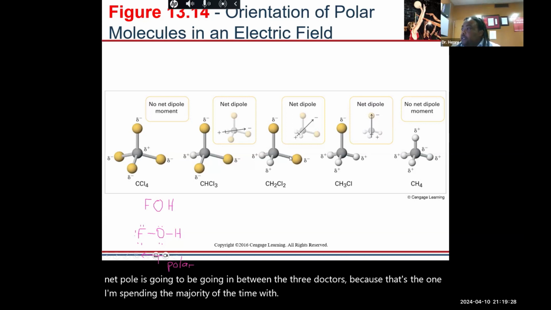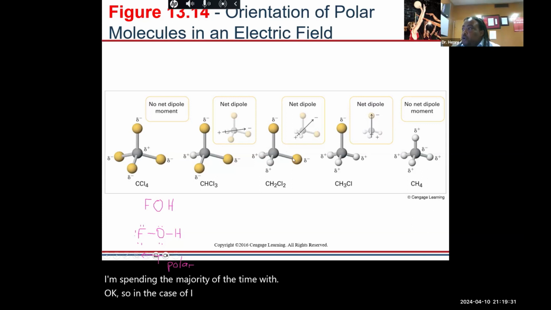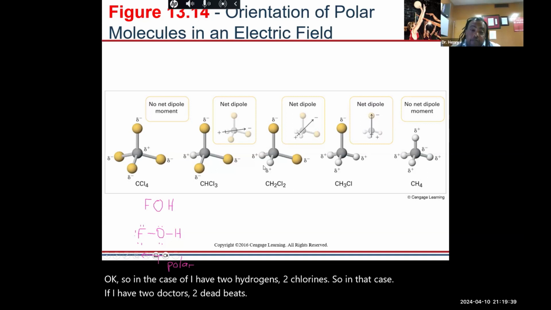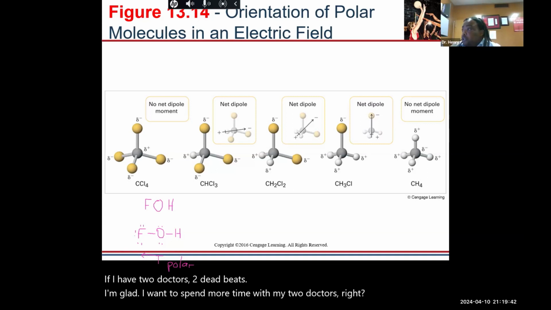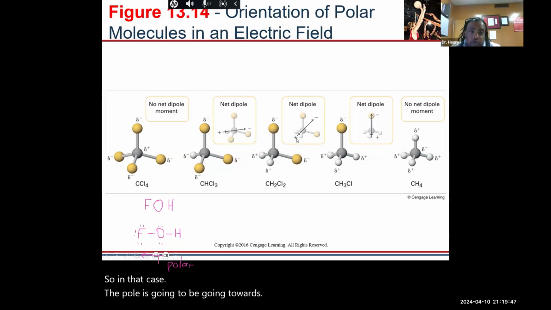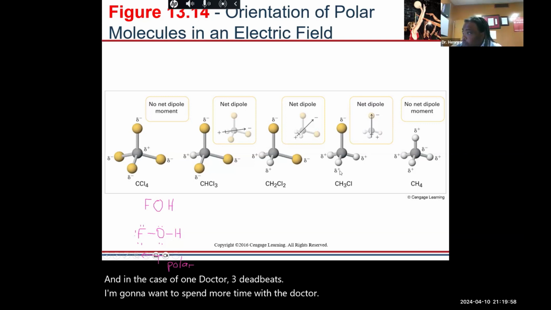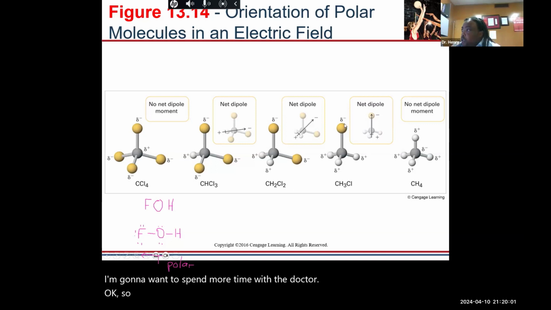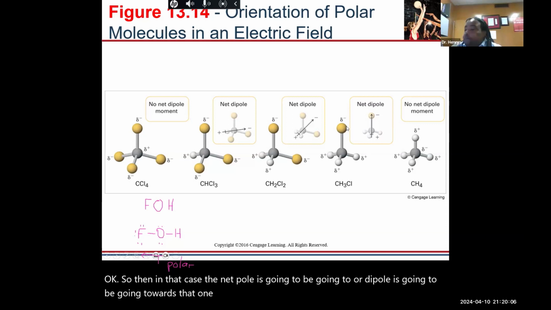Okay. So in the case where I have two hydrogens and two chlorines, if I have two doctors and two deadbeats, I'm going to want to spend more time with my two doctors, right? So in that case, the pull is going to be going towards the two chlorines. Okay. And in the case of one doctor and three deadbeats, I'm going to want to spend more time with the doctor. So in that case, the net dipole is going to be going towards that one doctor, or Cl.